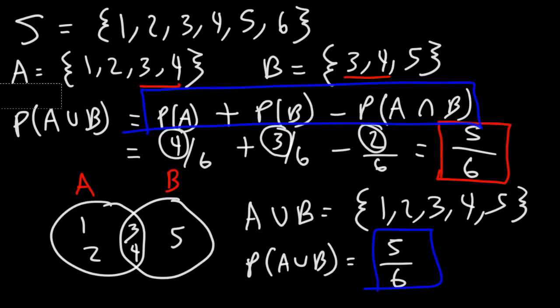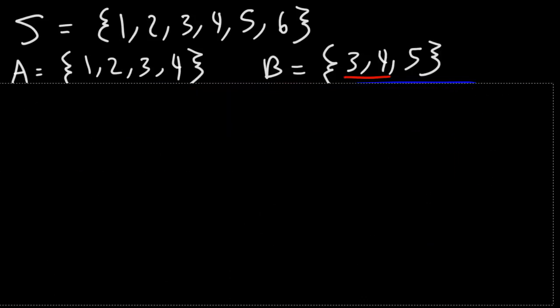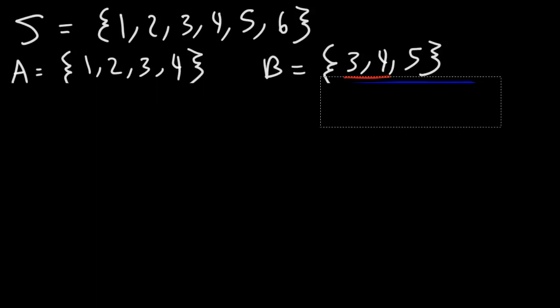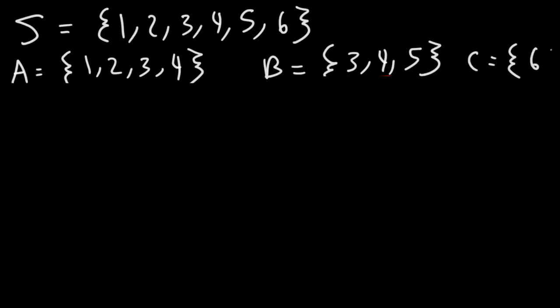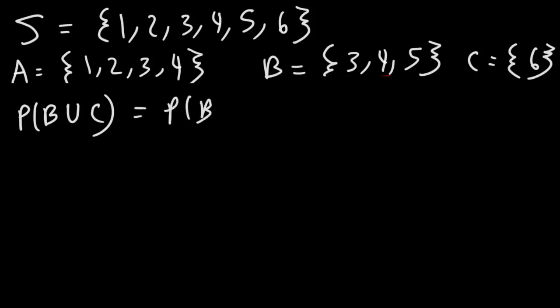Now let's add a new event in this problem. We're going to add event C. And C is going to have the outcome 6. What is the probability of getting B or C? So let's write out the formula. This is going to be the probability of getting B plus the probability of getting C minus the probability of getting B and C.